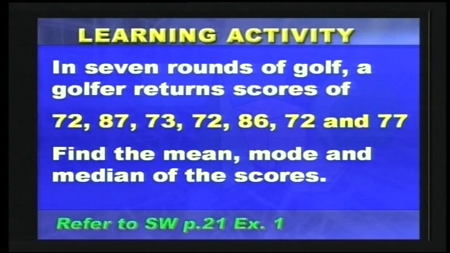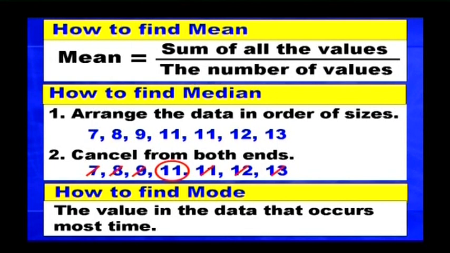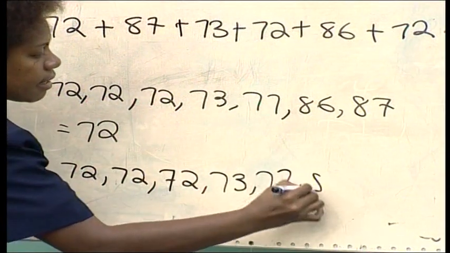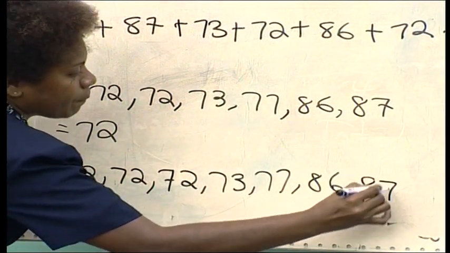Median. Find the median of the scores. Okay, to find the median of the scores, arrange the data in order of sizes from smallest to biggest, and then cancel from both ends. Okay, good. So now we're going to do that. Same like this. 72, 72, 72, 73, 77, 86, 87.